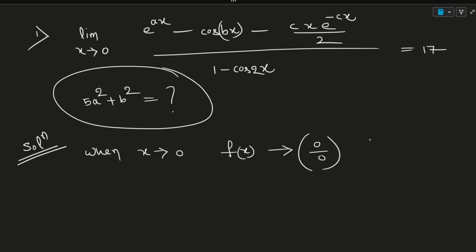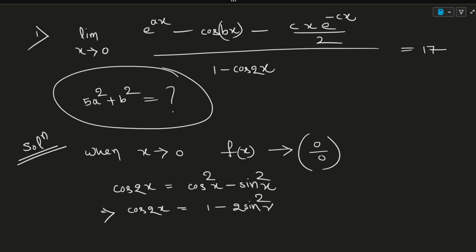Before that, I would like to rewrite the denominator. We all know that cos 2x is equal to cos square x minus sin square x, which implies cos 2x will be equal to 1 minus 2 sin square x. Is it true or not? I can write cos square x as 1 minus sin square x, so another sin square x is there, so it will be 1 minus 2 sin square x.